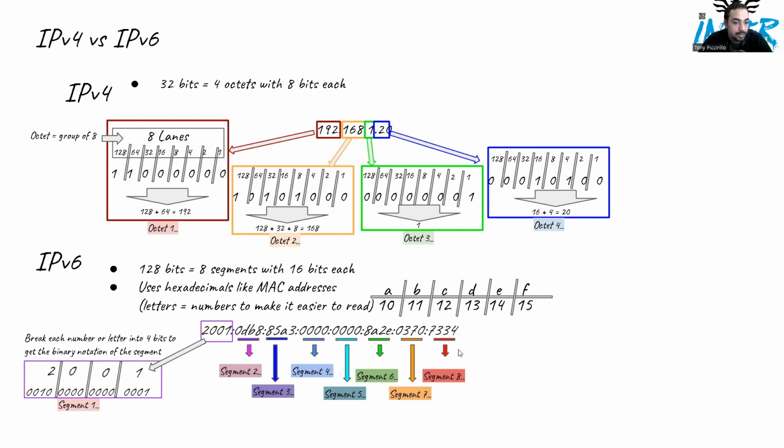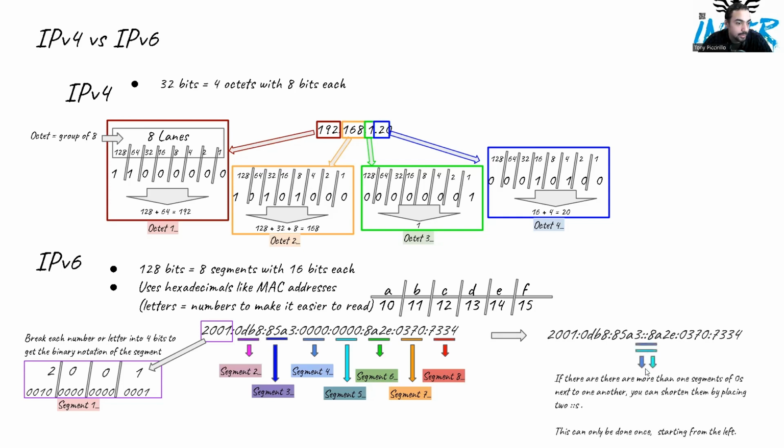So we can also shorten the way this IP version 6 address looks. Notice how we got rid of a bunch of zeros, right? Only zeros here. Well, if there's more than one segment of zeros next to each other, you can shorten the IP version 6 string by using 2 colons to represent the zeros. You can only do this once, though, starting from the left of an IP version 6 string. So if there are any other 2 segments that were all zeros, we couldn't replace them with 2 colons.